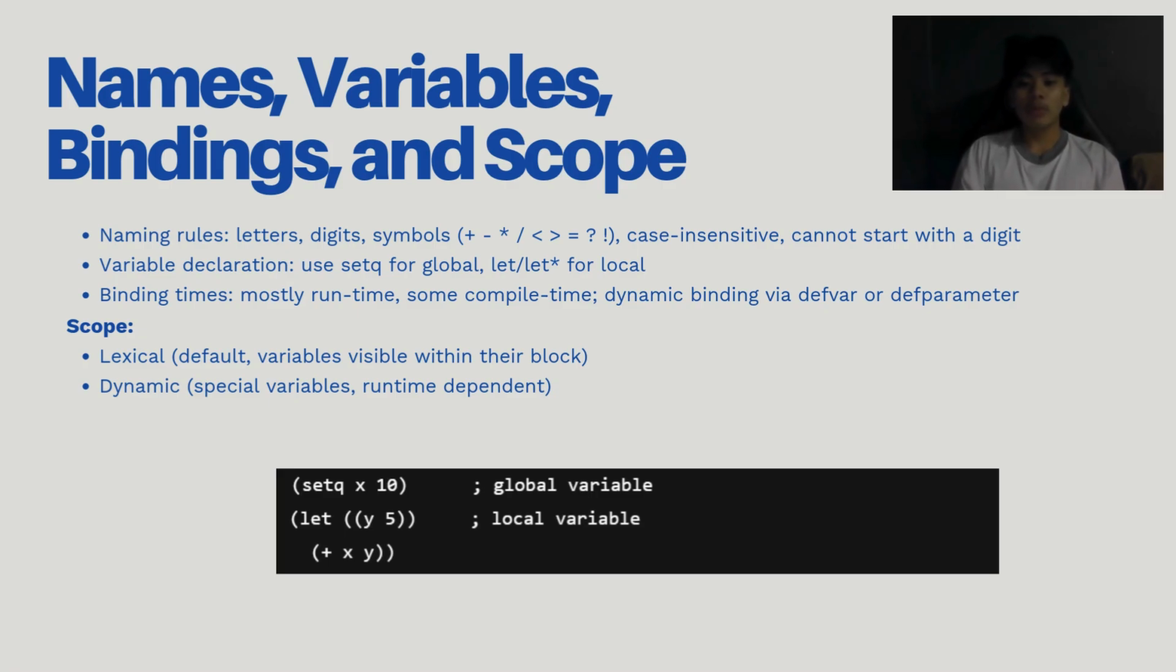Dynamic binding is possible for special variables using defvar or defparameter. Lisp primarily uses lexical scoping, meaning variables are visible only within their block, while dynamic scope allows some variables to change depending on the runtime environment. So for example, x is a global variable while y exists only inside the let block. Next, we'll look at data types and a short code example to see it in action.